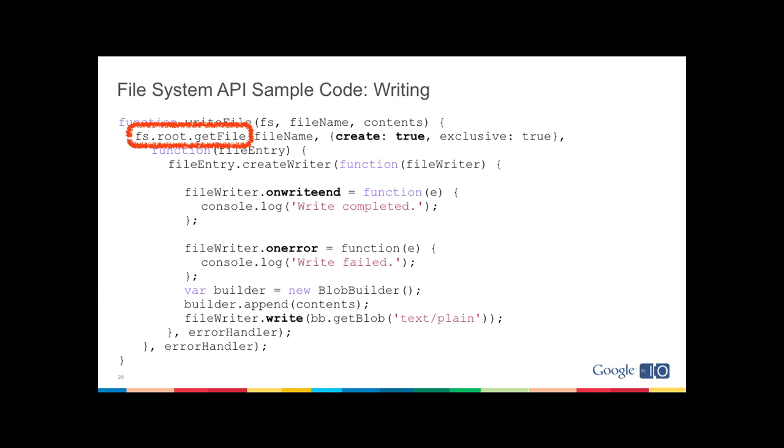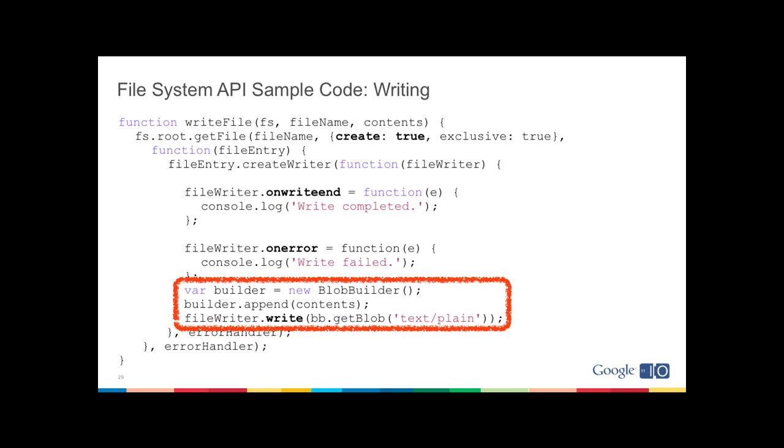So this is asking the root directory of the file system to get a file by a specific name. The function getFile is used for reading and writing. So here we say we're creating a new file. You specify a callback for what to do when the writing is done. Then you create one of these blob builder objects, which is how you get contents into your file. You put contents in it, you write it, and your callback gets called.